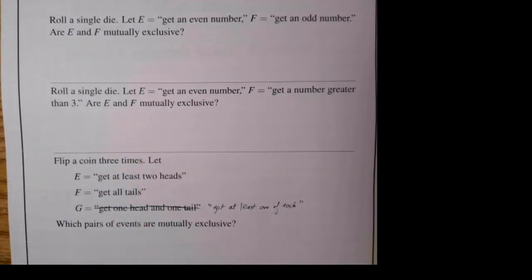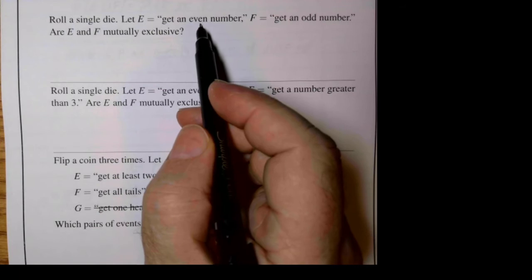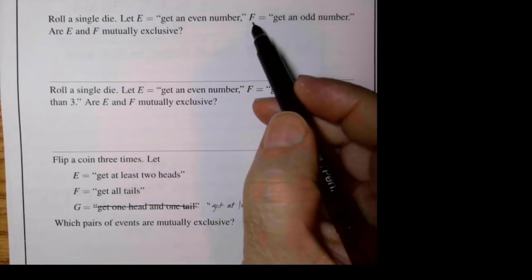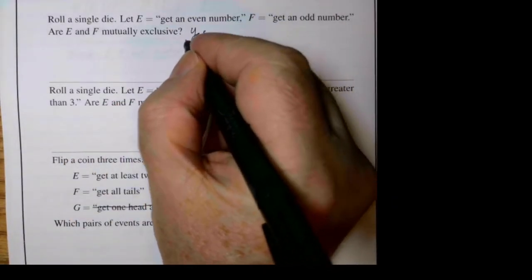Okay, first experiment, roll a single die. Let E be get an even number. Let F be get an odd number. Are those 2 mutually exclusive? Well, is there any outcome that could make them both occur? Is there any outcome that could make E occur, that is, an even number, and make F occur, so it would have to be an odd number? Clearly there is not. So the answer to this is yes.